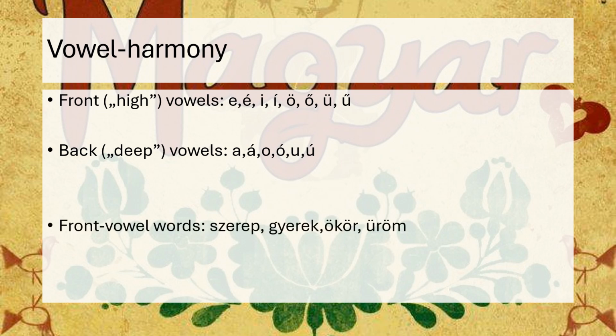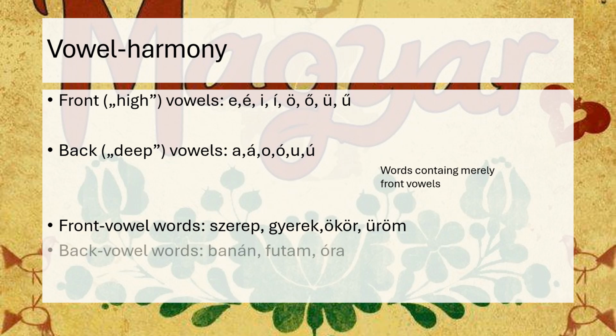As a result, there are three types of words and morphemes in Hungarian. Front vowel words. These merely contain front vowels like szerep, gyerek, ökör, and üröm. The second group is labeled as back vowel words, which means that only words containing back vowels belong here, such as banán, futam, or óra.